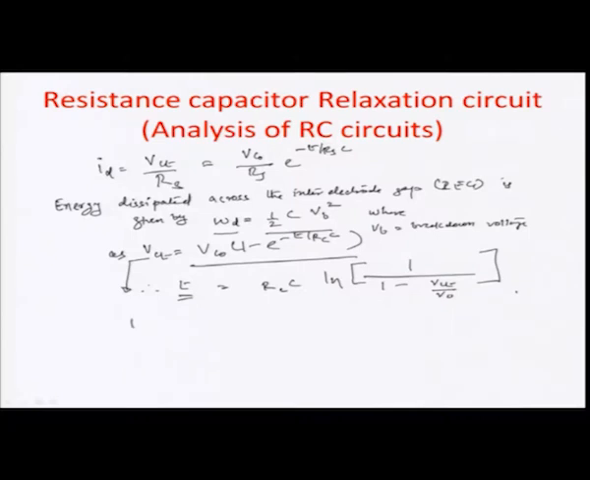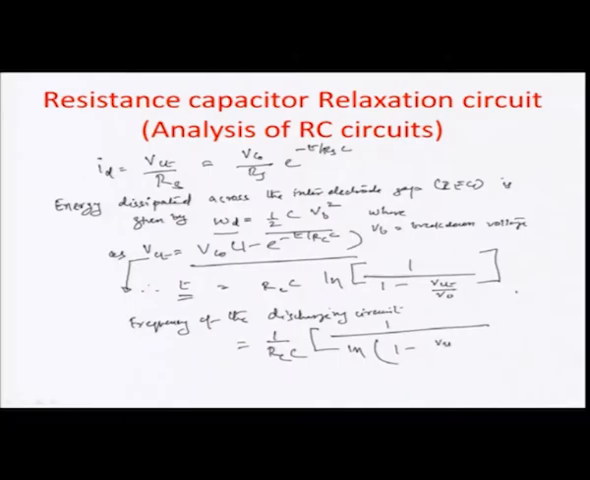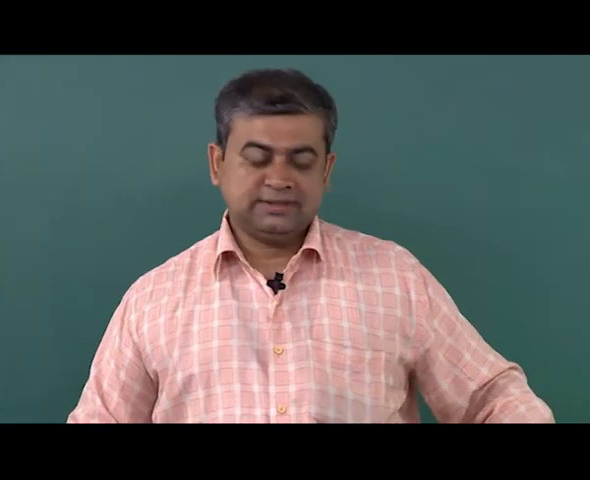And so, the frequency of the discharging circuit is just the time inverse, and therefore the frequency is 1 by RcC, 1 divided by this whole term ln 1 minus VC(t) by V0, where VC(t) is nothing but the breakdown voltage VB, as we have already seen before in the last illustration.